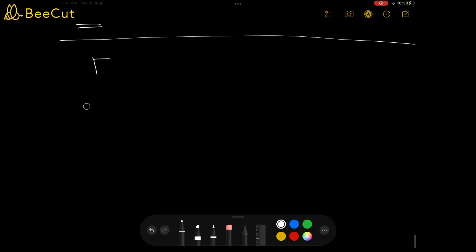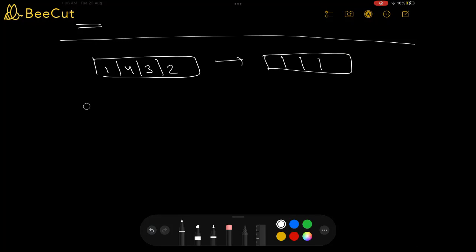Let's take an array, and that array is 1, 4, 3 and 2. I have to sort this array, and the sorted array would look like 1, 2, 3 and 4. Okay, so far so good. Now I have to devise an algorithm which takes O(n) time and which can sort this array. I have to find out whether this is possible or not.